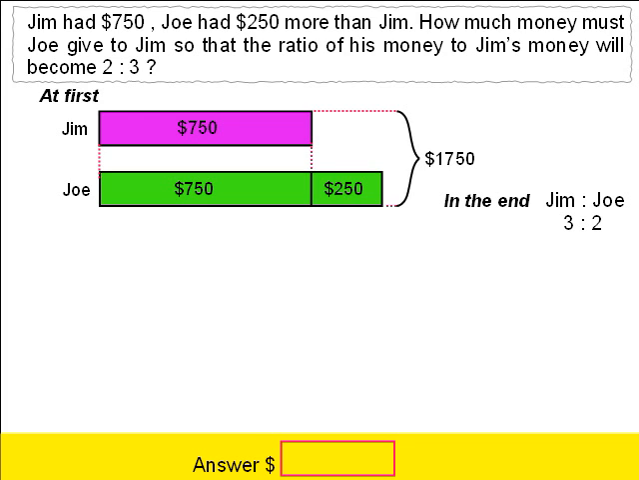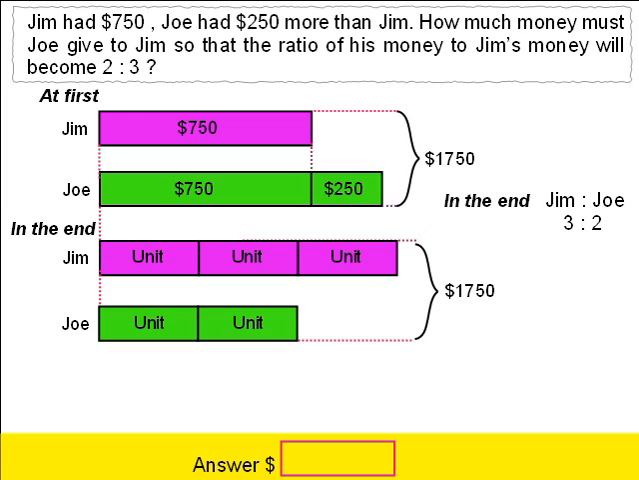Alright. For Jim is to Joe. So we draw, for Joe, so that the ratio of Joe is to Jim is 2:3. Therefore, Jim is to Joe is 3:2. Therefore, we draw Jim's to be 3 parts, or 3 units, and Joe's to be 2 units.